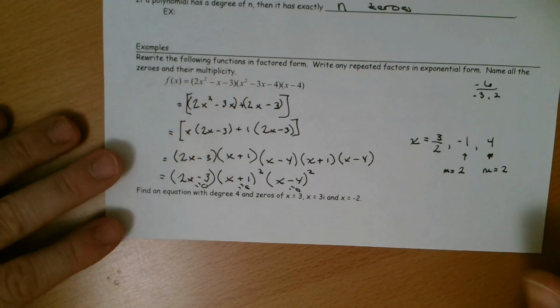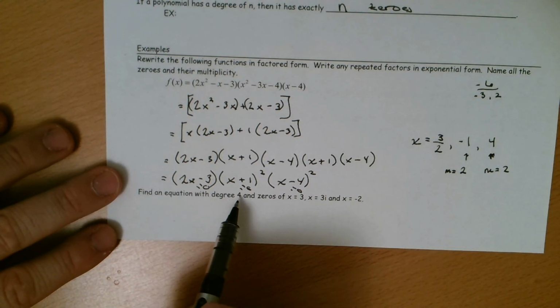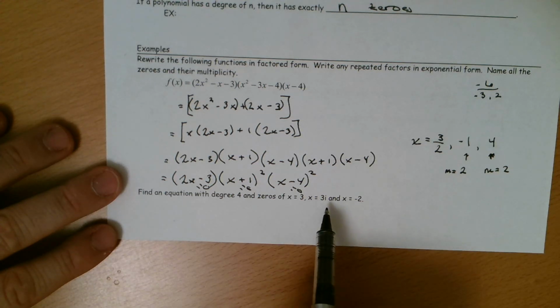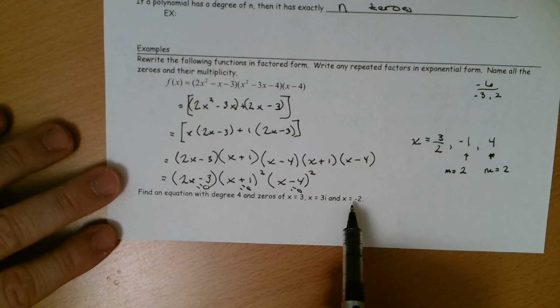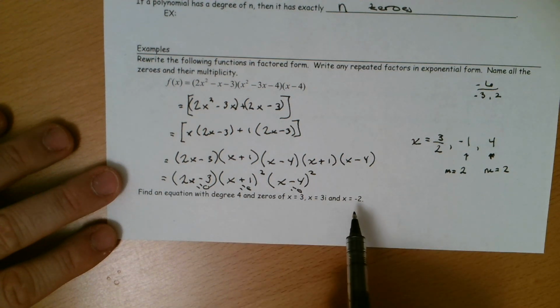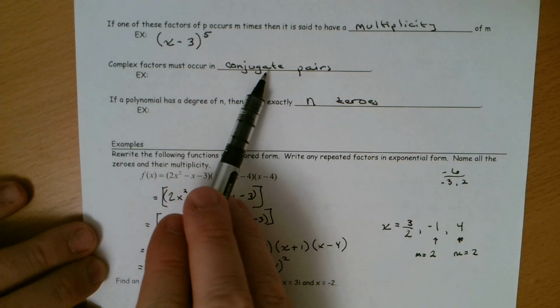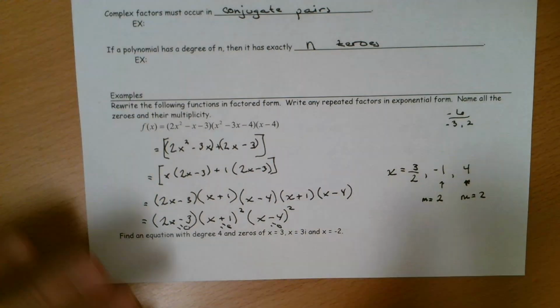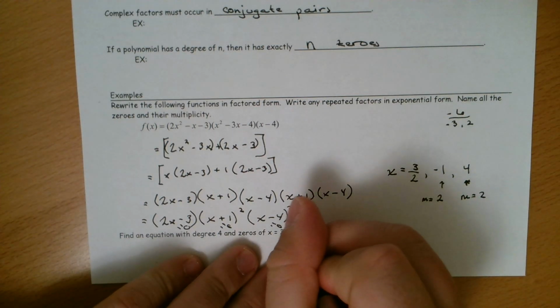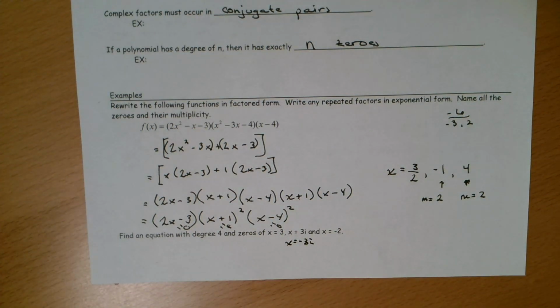Okay, so now, if we're looking here, we want to find the equation of degree 4 that has zeros 3, 3i, and negative 2. Well, you're probably saying, how could it be degree 4 if you only gave us 3 zeros? But if we remember, complex factors must occur in conjugate pairs. So if 3i is a zero, then we automatically know negative 3i is also a zero.